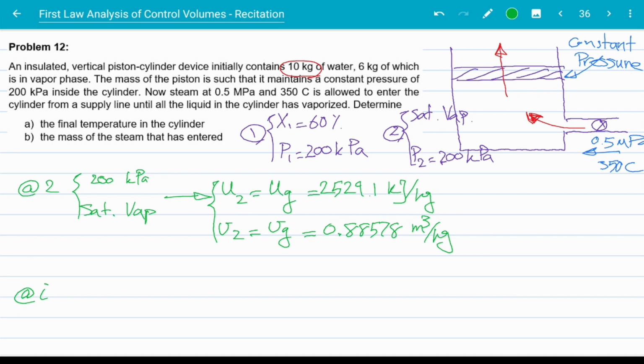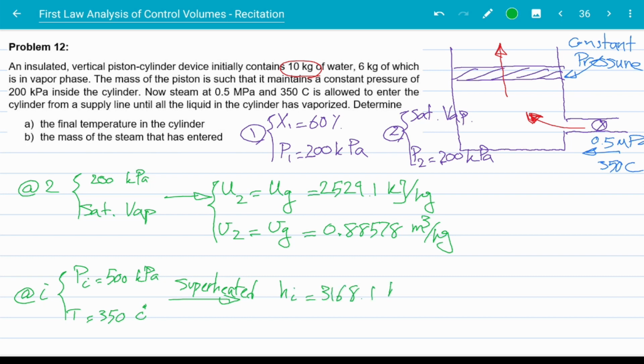Now at the inlet for the supply line, I have the pressure of 500 kilopascals and a temperature of 350 degrees Celsius, right? I check the tables and I find that we are dealing with superheated. So I jump to the superheated tables, and for the pressure of 500 kilopascals and temperature of 350, enthalpy is 3,168.1 kilojoules per kilogram. I got everything.